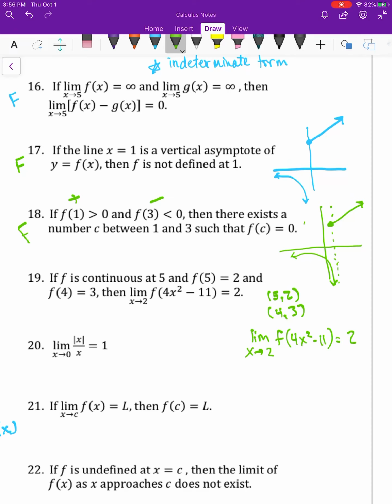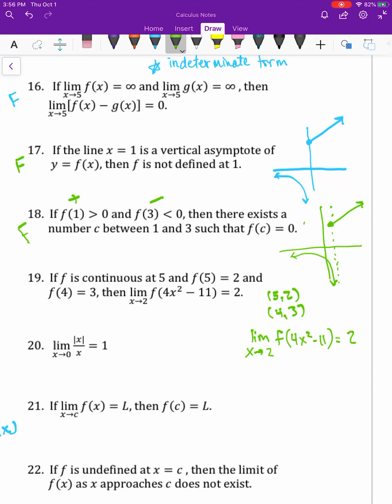And so I'm going to say, well, the limit as x approaches 2, actually, I'm just going to put 2 in right away, sorry. And I would say f of 4 times 2 squared minus 11. f of 4 times 4 is 16 minus 11. f of 5, that is 2. Okay, so yes, that is 2. This is true. Okay, so 19, we have a true statement.